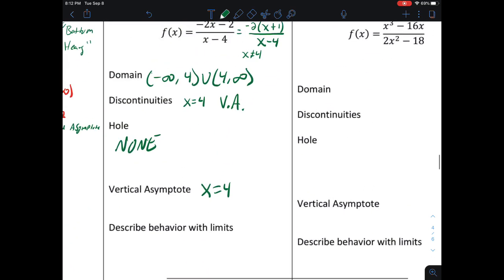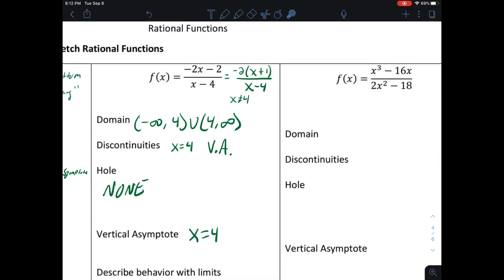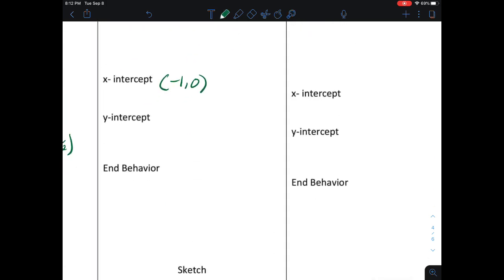My y-intercept, on the other hand, what you do is you put in 0 for all of your x's. So I put in 0 here, and I put in 0 there, and I do that, I'm left with negative 2 over negative 4, which gives me a y-intercept of 1/2.